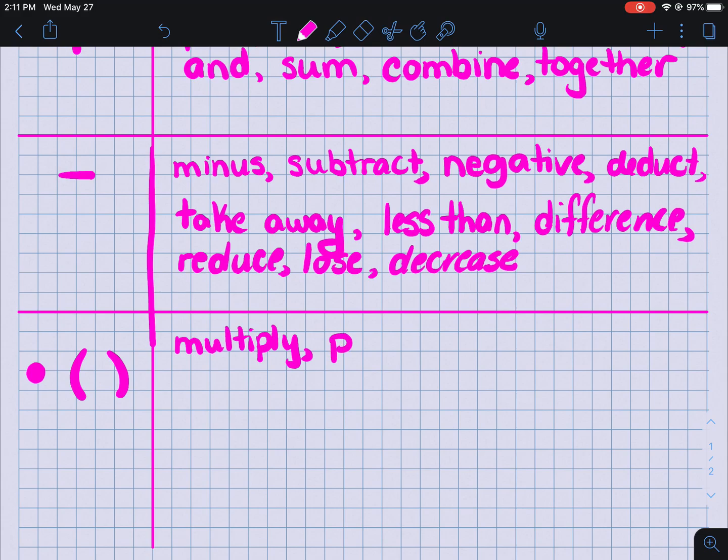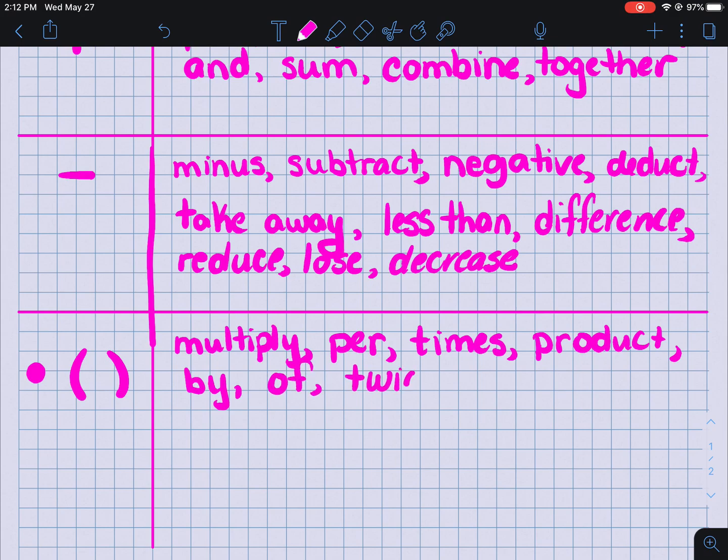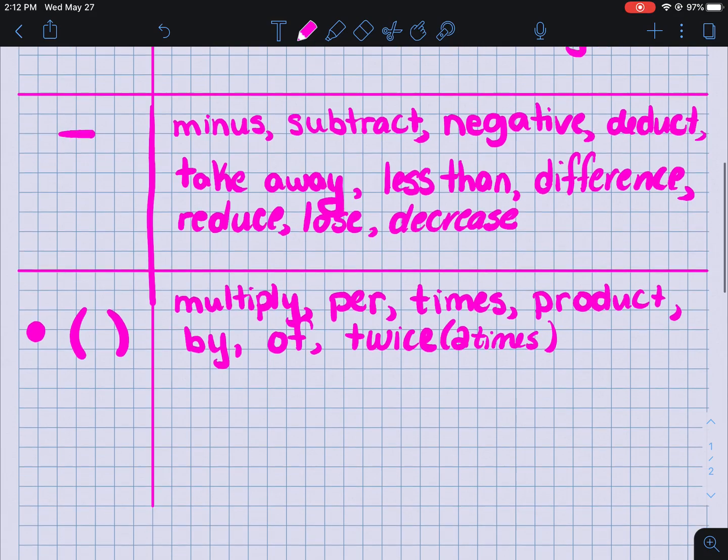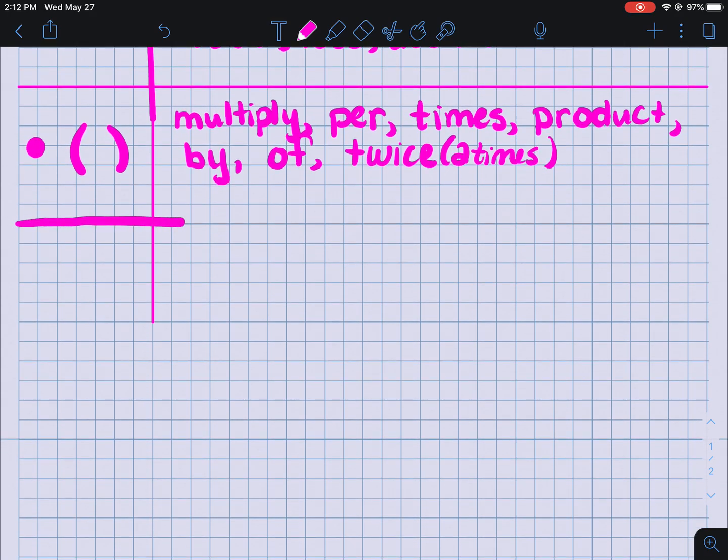It can be per, times, product, by, of, or you'll see anything like twice, 3 times, anything like that. Remember, twice means 2 times. You probably already know that, but I thought I would just put that in there. Okay, again, I can never think of a lot for multiplication, so if you can think of some more, that would be great to add to my list.